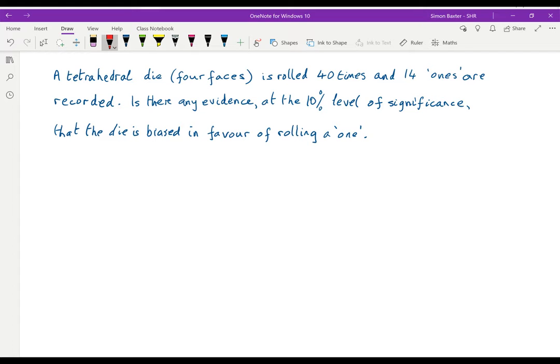Well, you should be reasonably quick about starting a question like this. They all start the same way. We need the null hypothesis. H0, the null hypothesis: 4 faces equally likely, p = 0.25. So there is my null hypothesis.